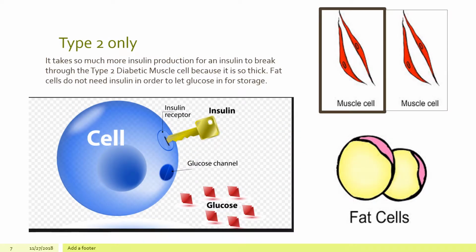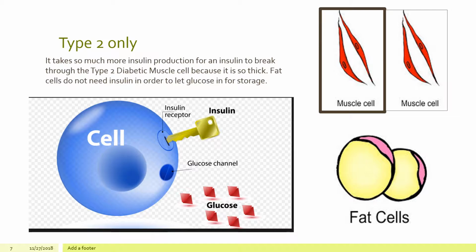When we look at this slide, there's a lot going on here. So let's talk about type 2 only. On this one side here on the left side, it takes so much more insulin production for insulin to break through the type 2 diabetic muscle cell because it's so thick.